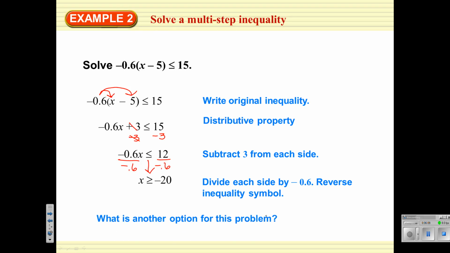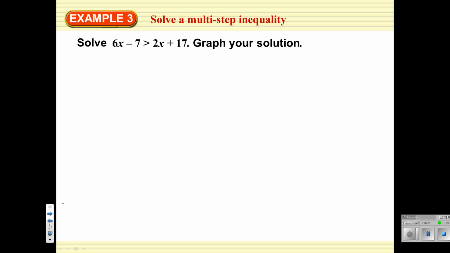And what's another option for this problem? Well, you can go ahead and divide. Since there's nothing over here besides a number, you could go ahead and divide both sides by negative 0.6, and then you could just add 5 and you'd be done. So either way would work, okay? That would be another option. And you'd flip the symbol when you divide both sides by negative 0.6.